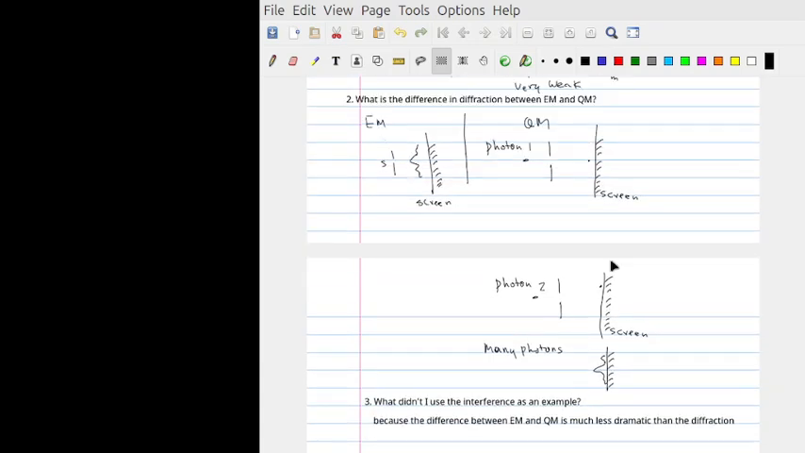The difference between these two, as you can see clearly, is that a single photon is just one single dot on the screen. It does not show you the entire interference pattern, but if you have many more photons coming out, the pattern forms. So this is the distinctive property compared with classical E&M.